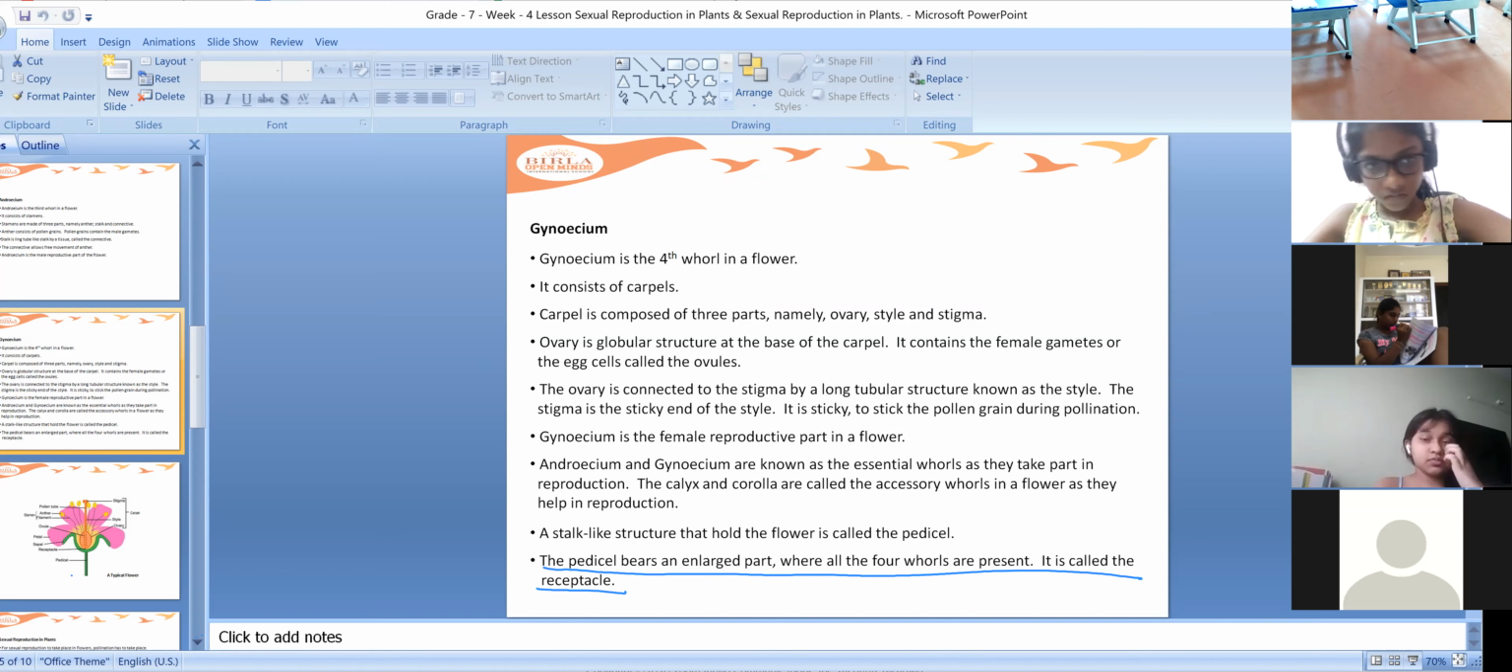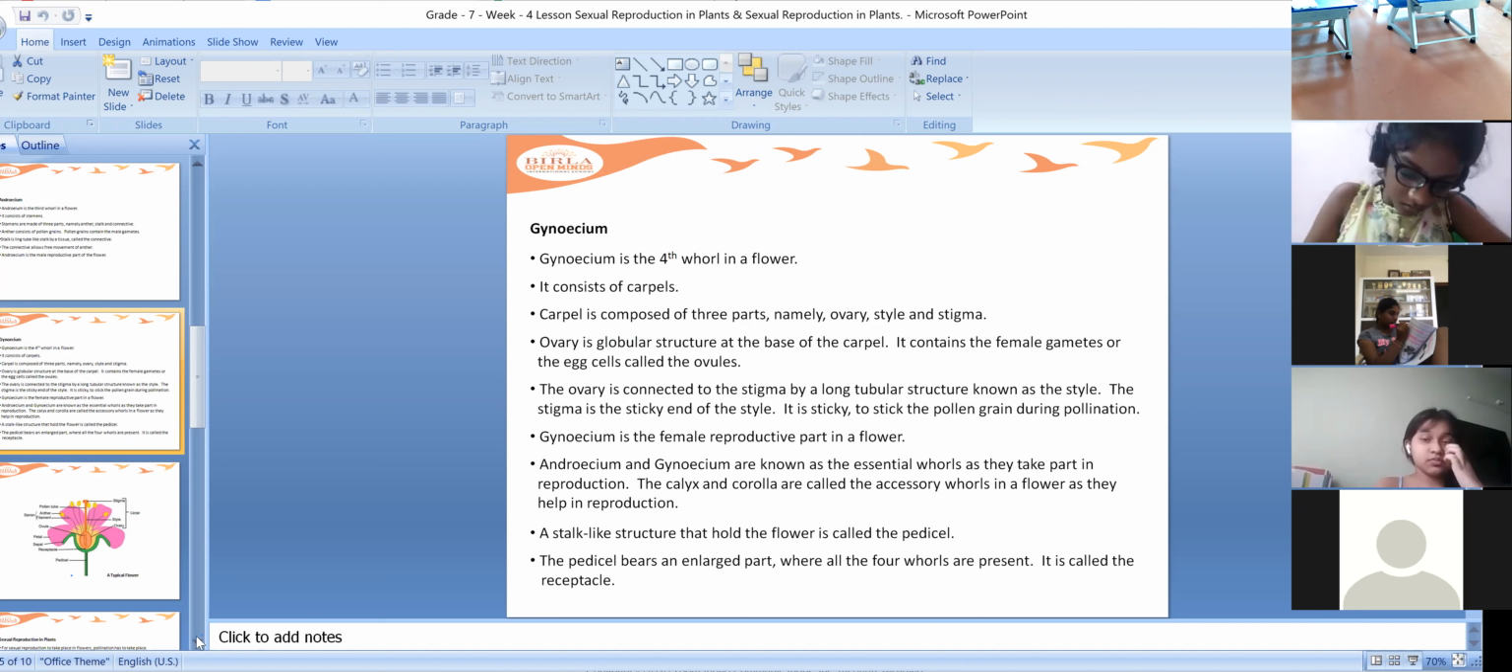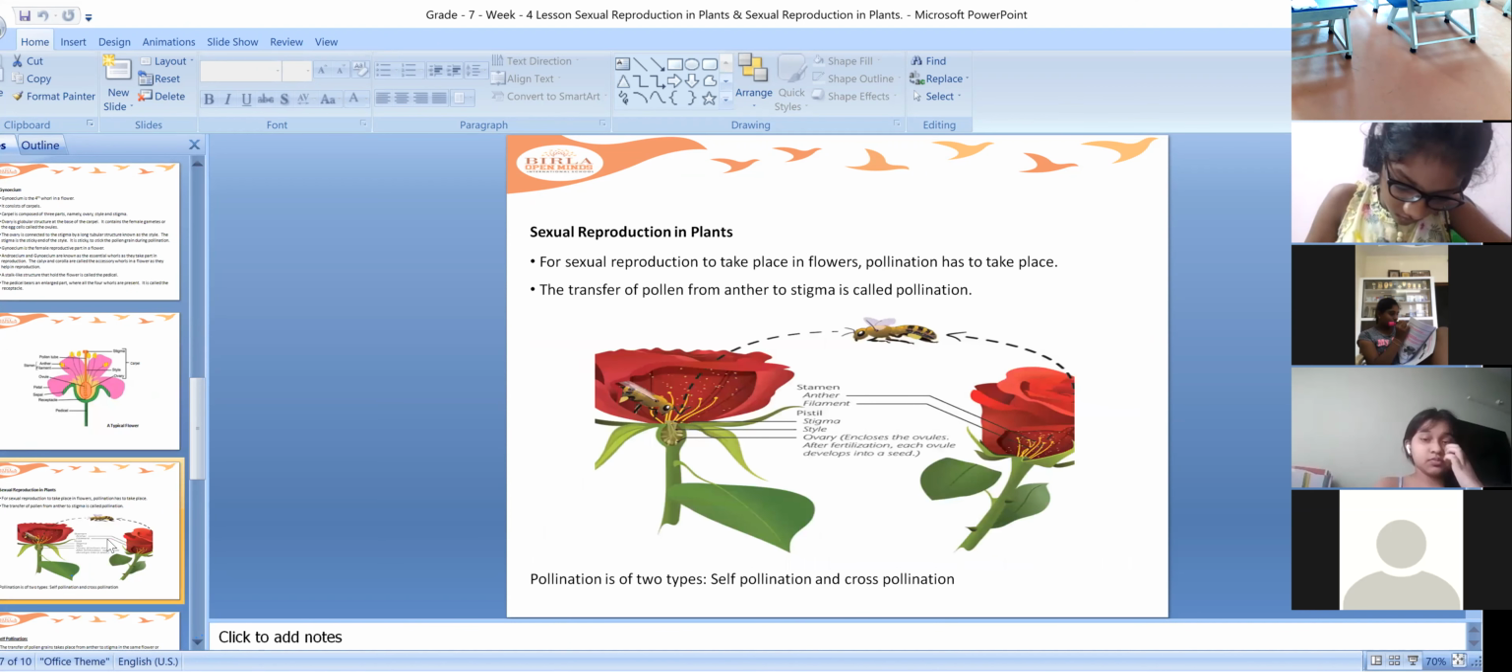Okay, I'll just erase it. Now, coming to sexual reproduction in plants. I think you're clear about how pollination takes place from male organs to female.